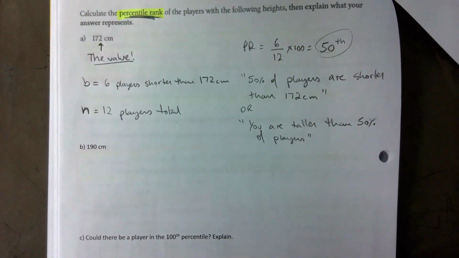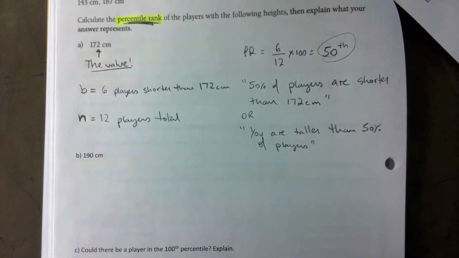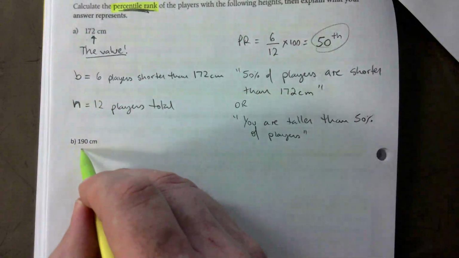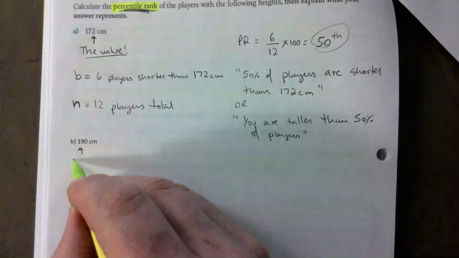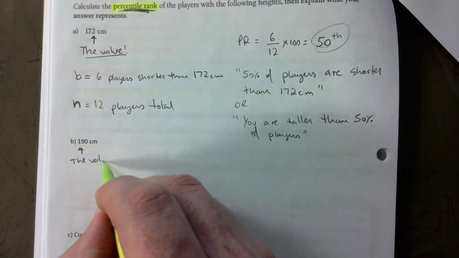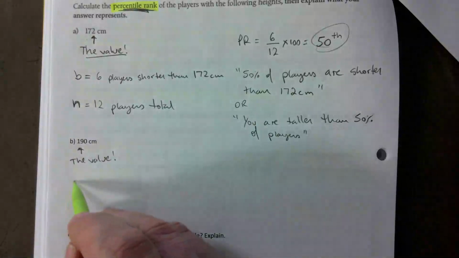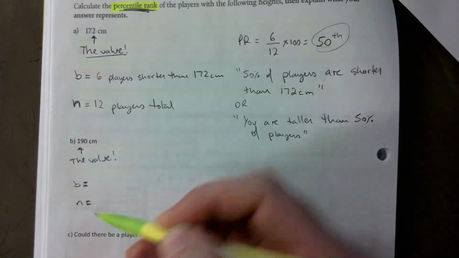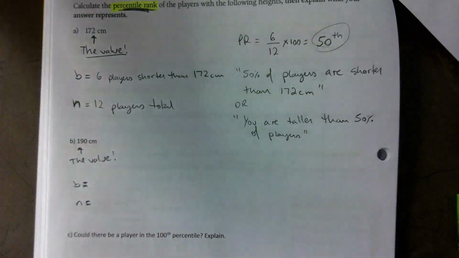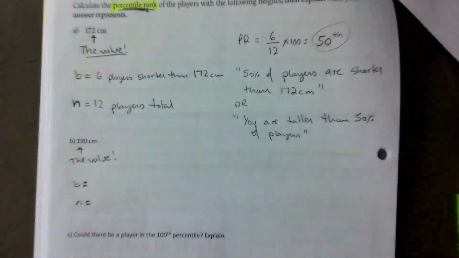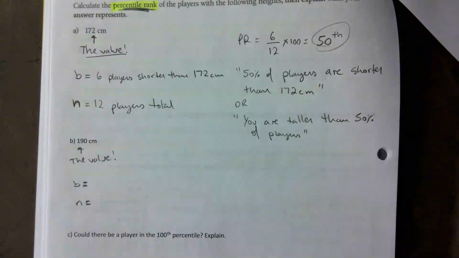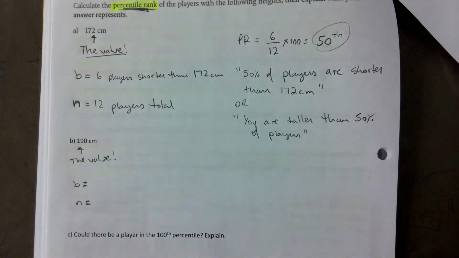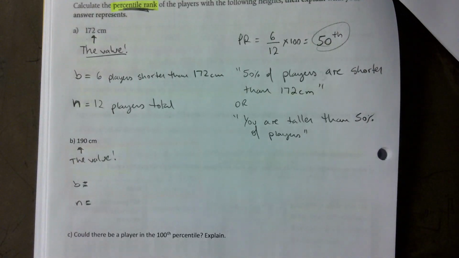Can you try B? Try B. If this is now the value, forget about 172. Figure out B, figure out N. N is already given, by the way. All you have to do is B, really. And figure that out. And then we'll do a couple more. I'll just do some random questions here.